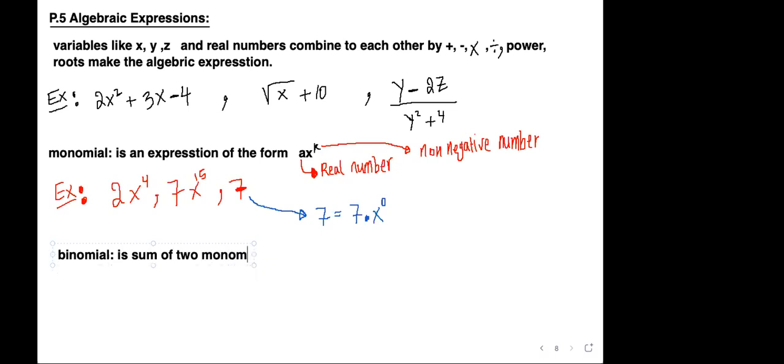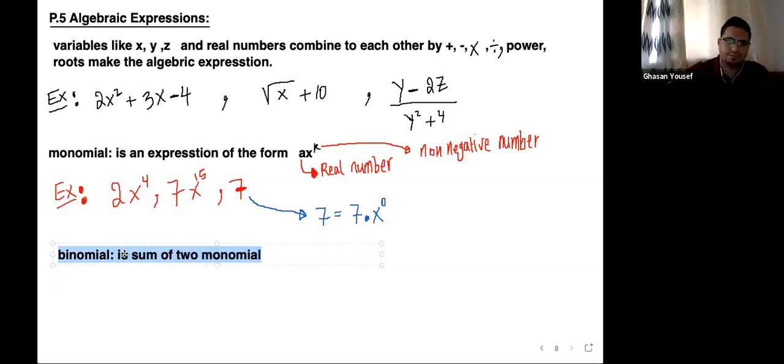Just say, oh, so, oops, sorry. Monomial. The sum of two. Yes, go ahead. Yes, sure.